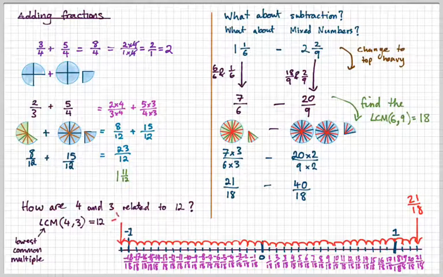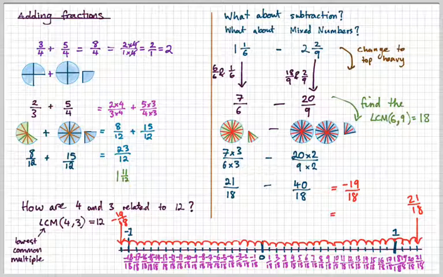This number here represents minus 19/18. If you count the number of little hops I've done, there are 40 of them. So the answer to this question, 21/18 minus 40/18 on a number line, is minus 19/18. If you want to write this as a mixed number as your final answer, it would be minus 1 whole and 1 more eighteenth.